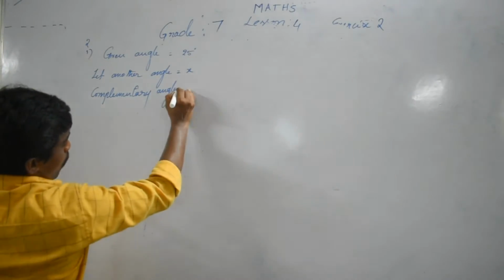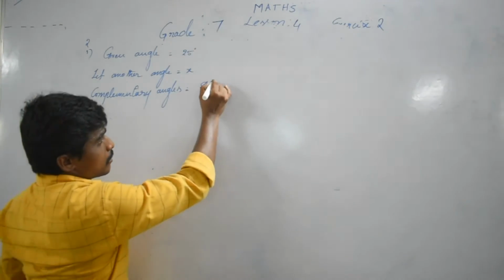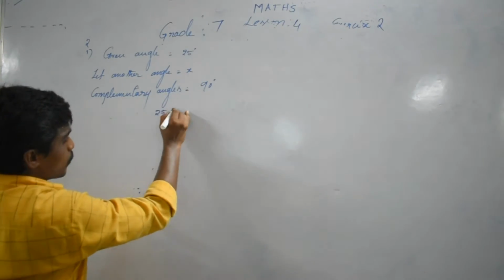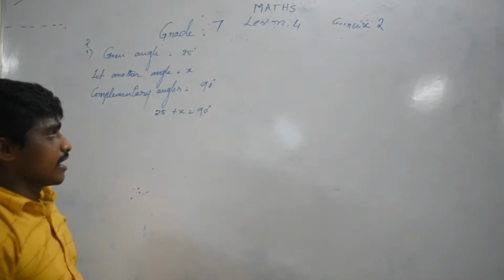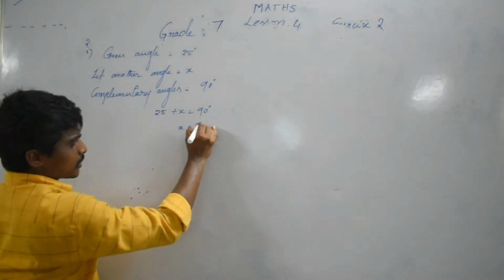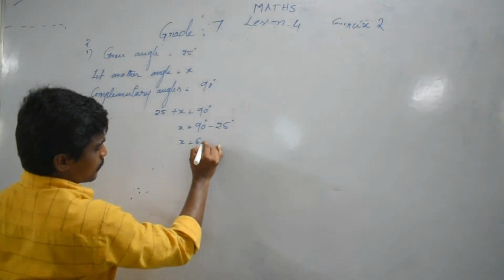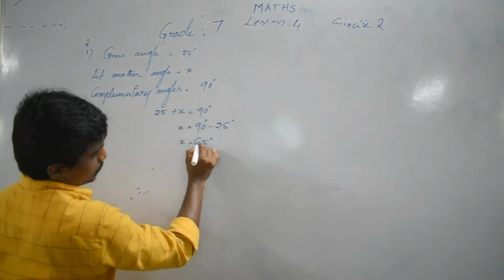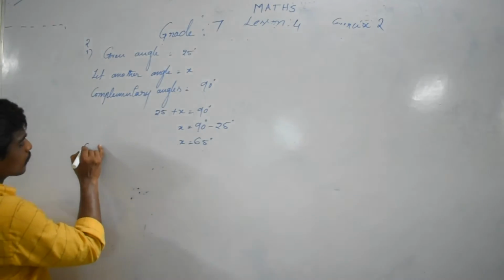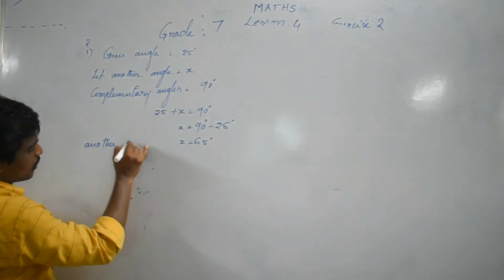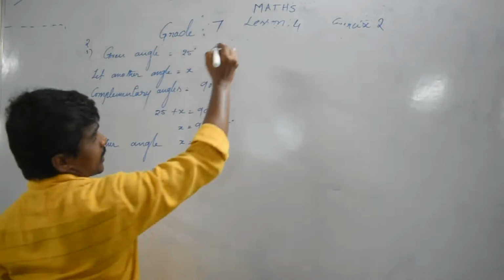What is a complementary angle? Sum of the two angles is equal to 90 degrees. So here 25 plus x equal to 90 degrees. So 25 moving to RHS, x equal to 90 minus 25. So x equal to 65 degrees. So the other angle is how many degrees? 65. The other angle is 65.